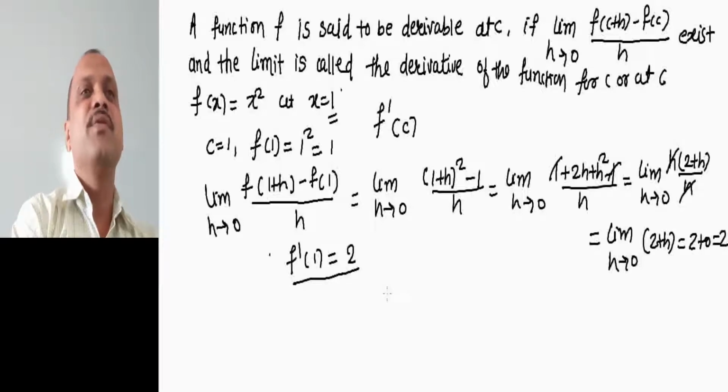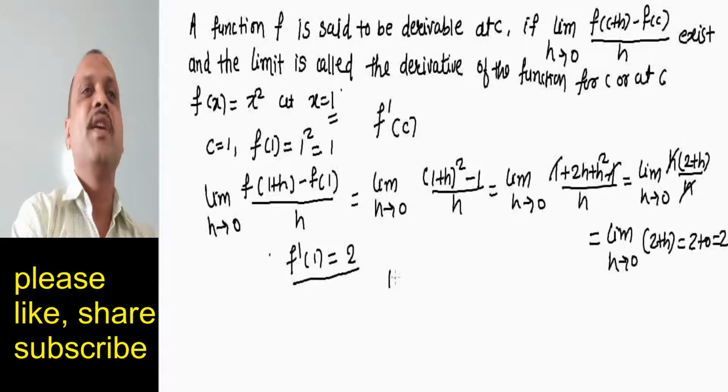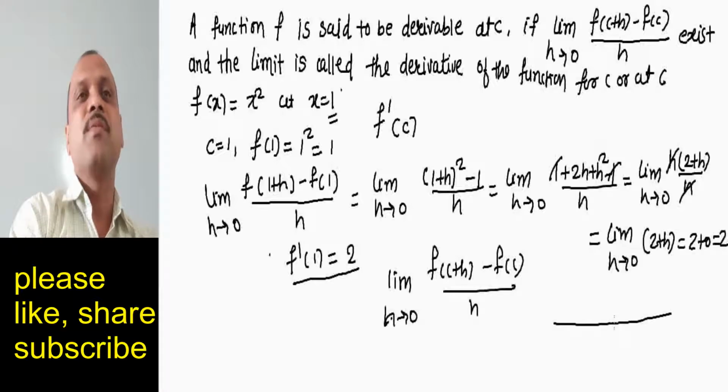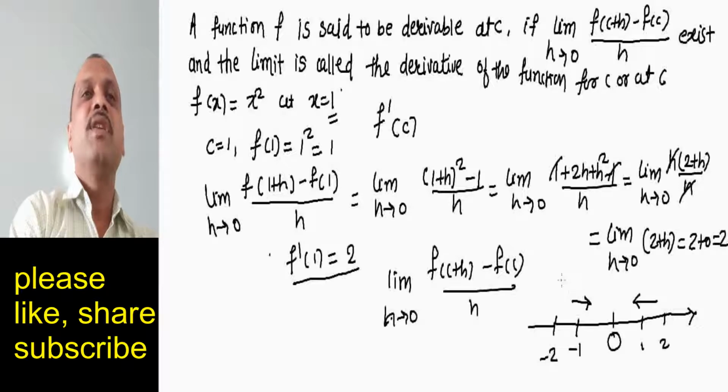Now in this definition you can see that we are taking the limit as h tends to 0 of f of c plus h minus f of c divided by h. But when we see the number line, this is my 0, this is 1, this is 2. In the right direction we have positive numbers, in the left direction we have negative numbers. So there are two ways to approach 0, one from the positive side and one from the negative side. Whenever h is negative, this is the left side of 0 and this is the right side of 0.